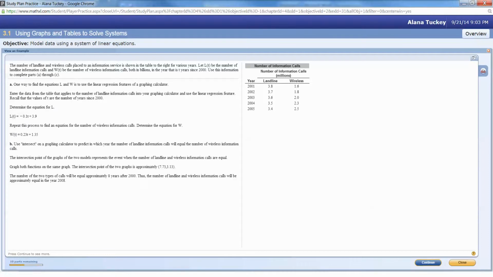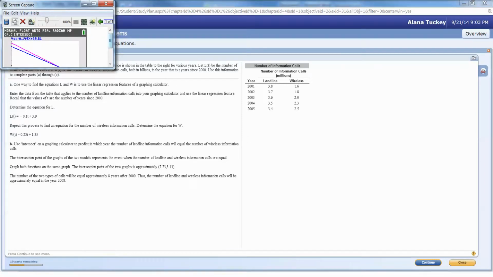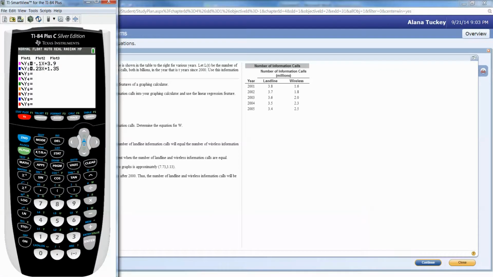Wonderful. Now we want to use intersect on the graphing calculator to predict in which year the number of landline calls will equal the number of wireless calls. I'm going to guess that already happened in the past, but let's figure it out. Oops, not that picture. Sorry about that. All right, so if I press graph right now, it's set up for some old problem that I had with men and women speed skating times. And I can see there's some kind of X over there, but it's just not pretty.